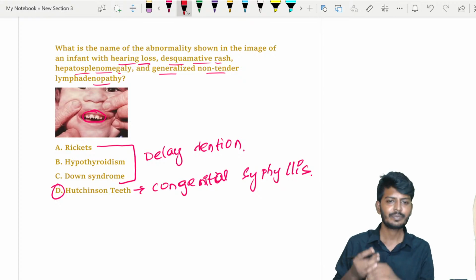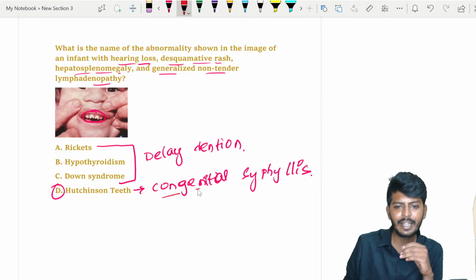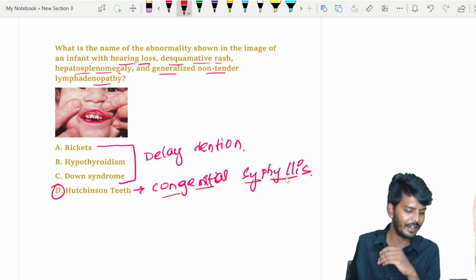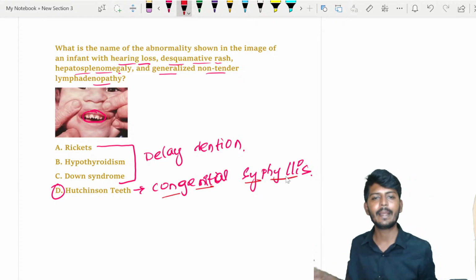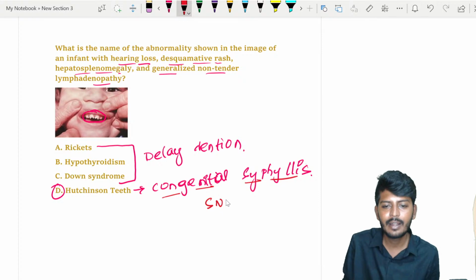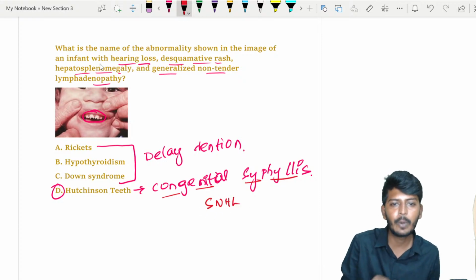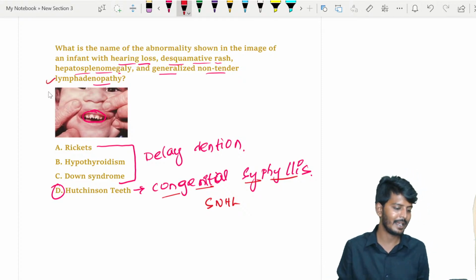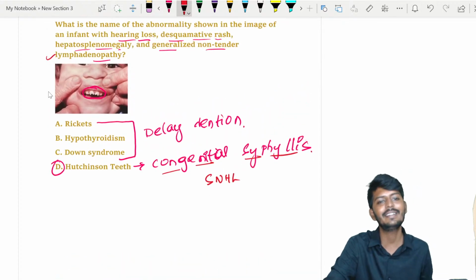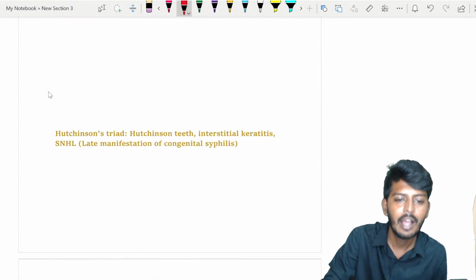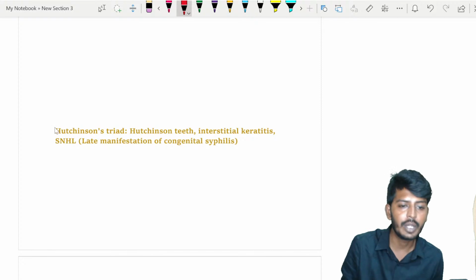And let's continue with congenital syphilis. Congenital syphilis, Treponema pallidum. The child will have SNHL, and also hepatosplenomegaly and generalized lymphadenopathy. These are the clinical features of congenital syphilis. So there is one important question you need to remember.